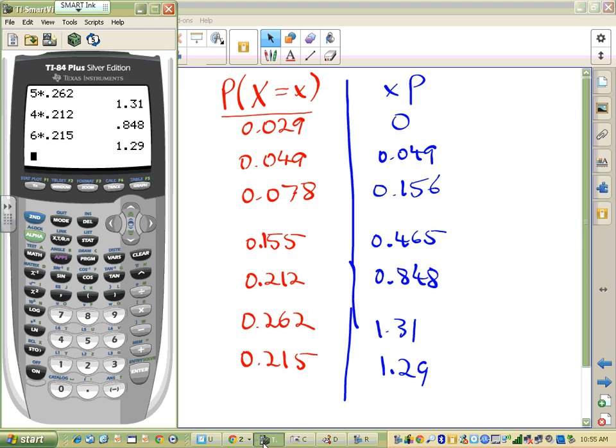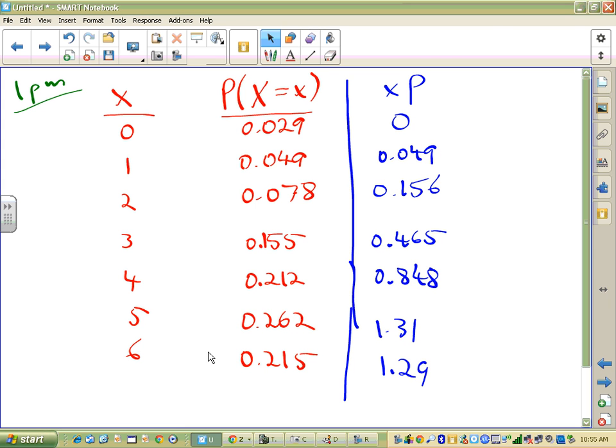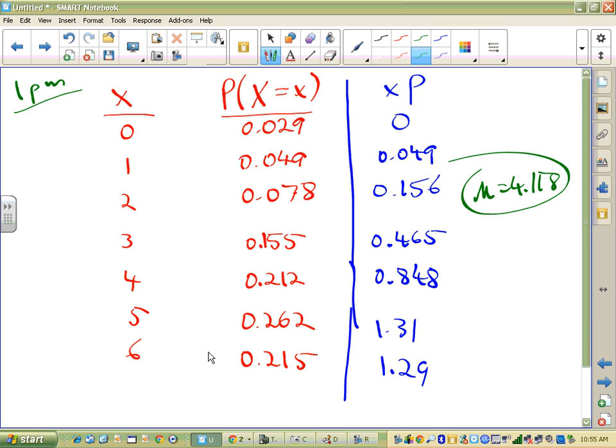So here we go. We have 0 plus 0.049. This is a lot of stuff to enter. Plus 0.156 plus 0.465 plus 0.848 plus 1.31 plus 1.29. So we get 4.118. So the average here is 4.118. Does that seem reasonable? We said 4, 5, and 6 are weighted more heavily. There is some weighting on the ones earlier, but the answer seems reasonable, doesn't it?